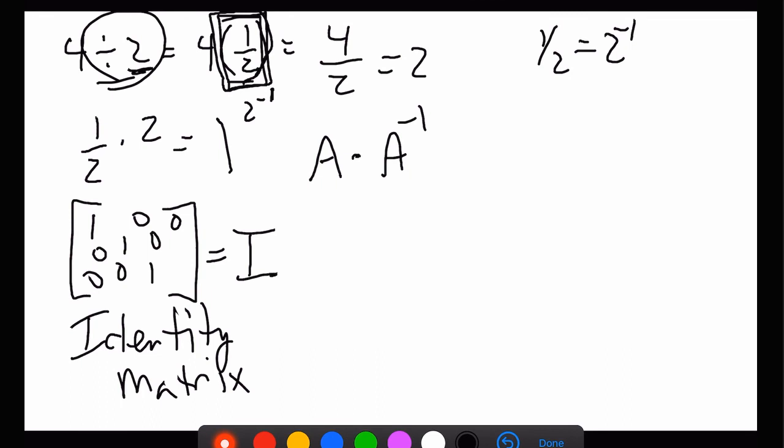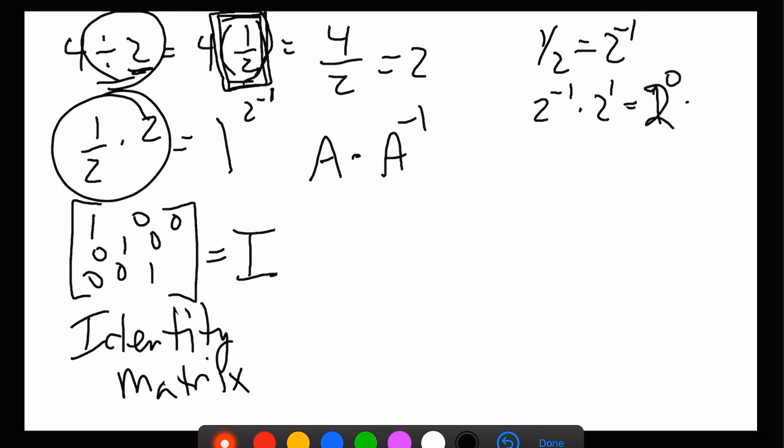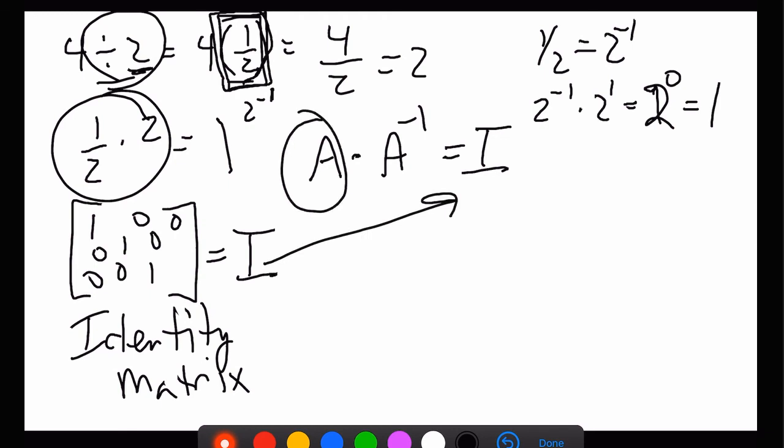So this equation is 2 to the minus 1 times 2 to the plus 1, is 2 to the 0 power, which is 1. Okay? A times this A inverse thing is going to be equal to the identity matrix, which is 1. So we know what this is going to look like. We just have to find the matrix that multiplied times this matrix will give us an identity matrix.